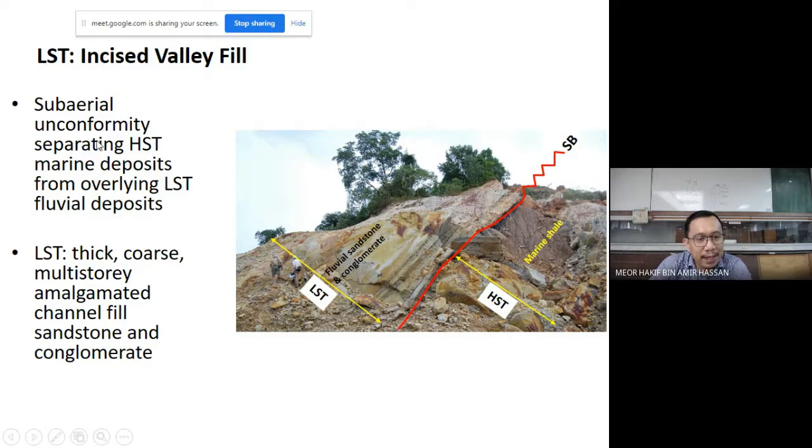So you have a subaerial unconformity separating the HST marine deposits at the bottom and overlying LST fluvial deposits at the top. Okay. And how does the facies look inside your LST here? You have thick, coarse, multi-story, amalgamated, channel-filled sandstones and conglomerate. So I labeled here, this is all HST. Ignore this part. This is a boulder coming from the younger part here. It's going to be muddy up to here.